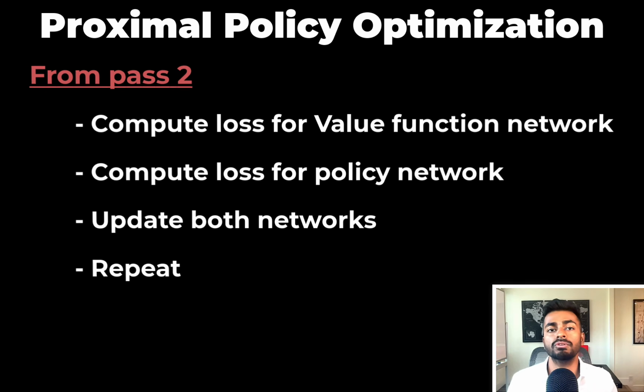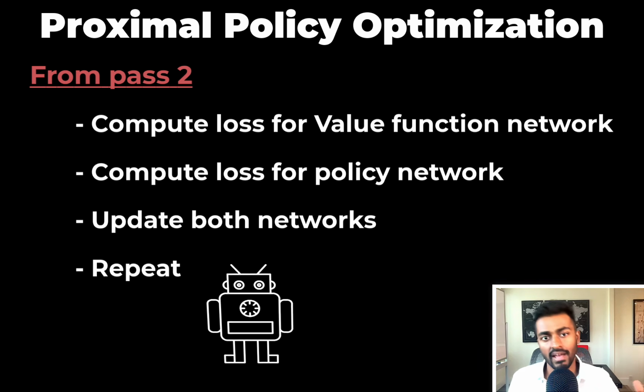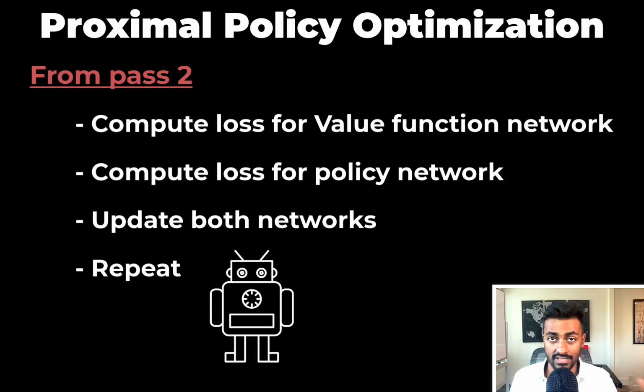So in Pass 2, we saw that the value function network and the policy network are trained together. The overview of the steps is basically we compute the loss for the value function network, we compute the loss for the policy network, we update both networks together, and repeat, and then Frank becomes better and better as a decision maker. Let's now take the overview of the process that we discussed in Pass 2, but we're going to add a few more details specifically along the loss function calculation.